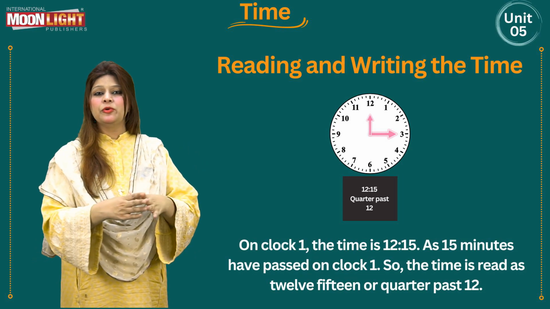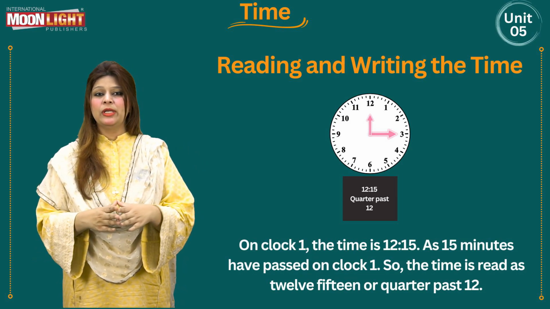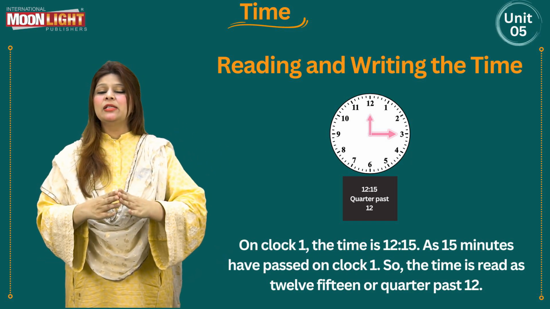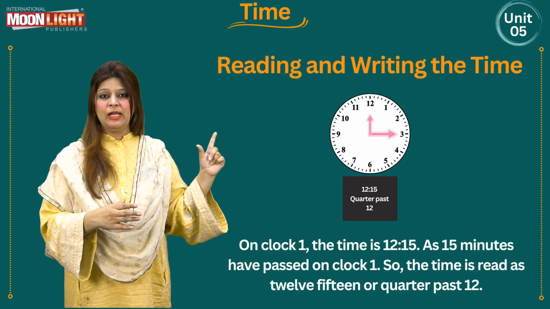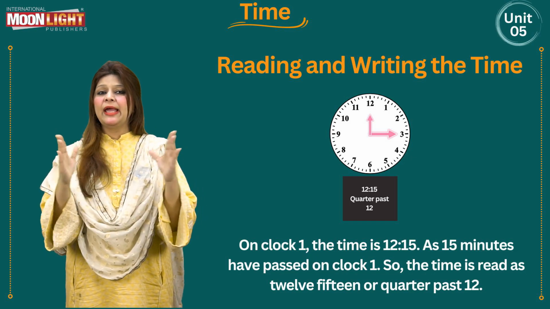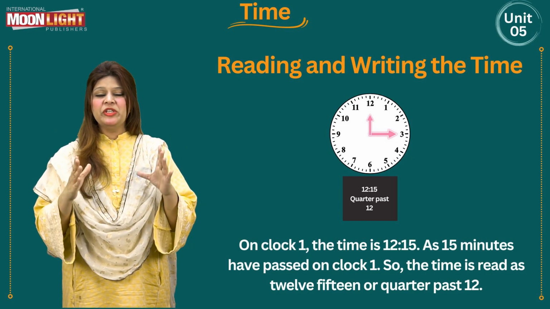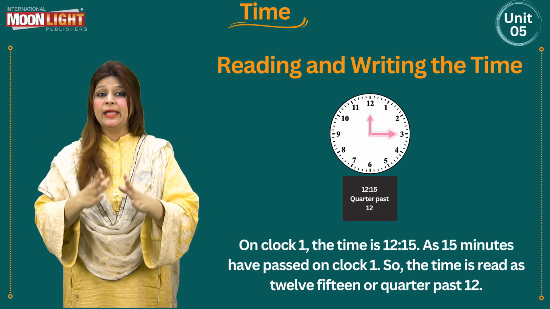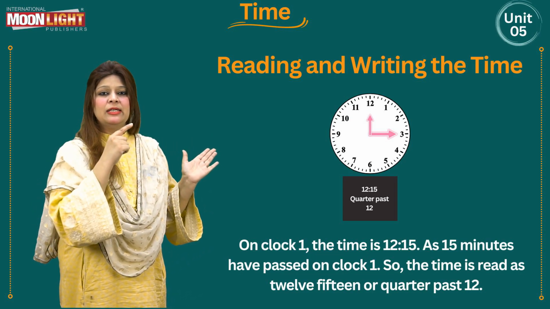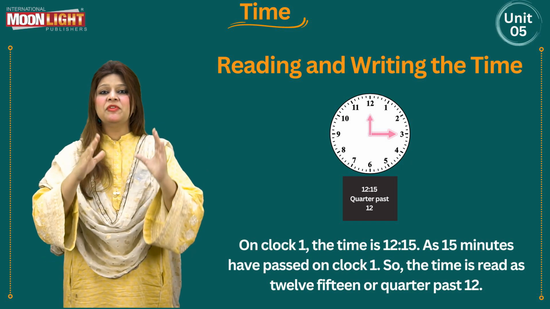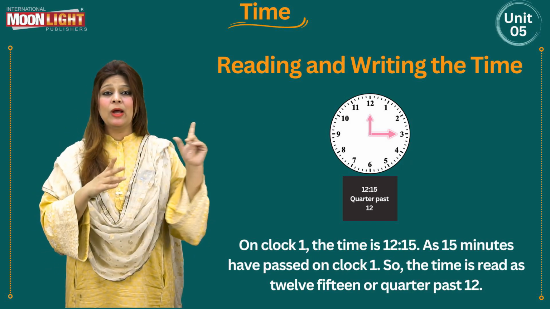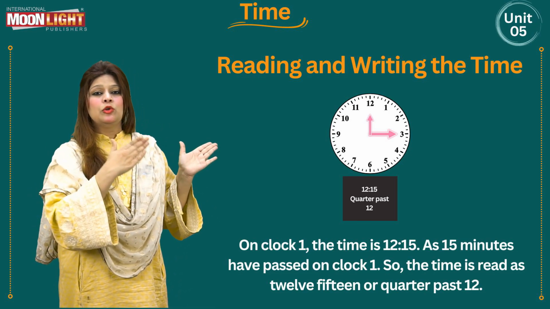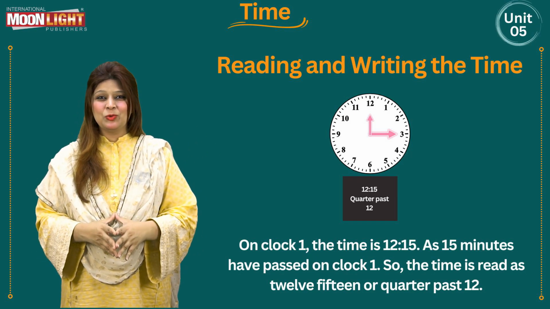The first clock is showing you 12:15. We also say that this is 12:15. One hand is on number 12, which is the smaller hand, and the bigger hand is on the number 3, which means that it has moved a quarter of the circle or the dial. So we can say that the time is 12:15 as 15 minutes have passed on clock number 1. So the time is read as 12:15.